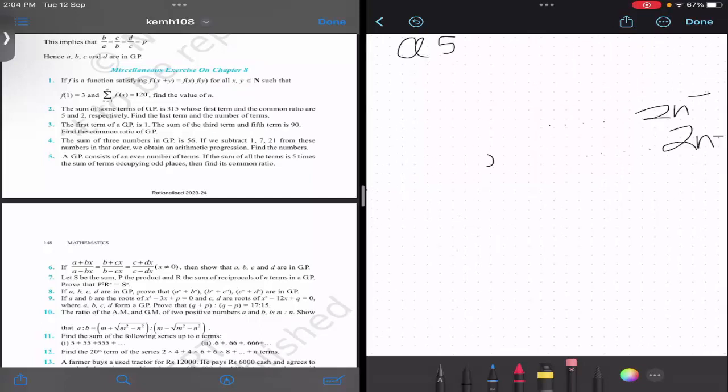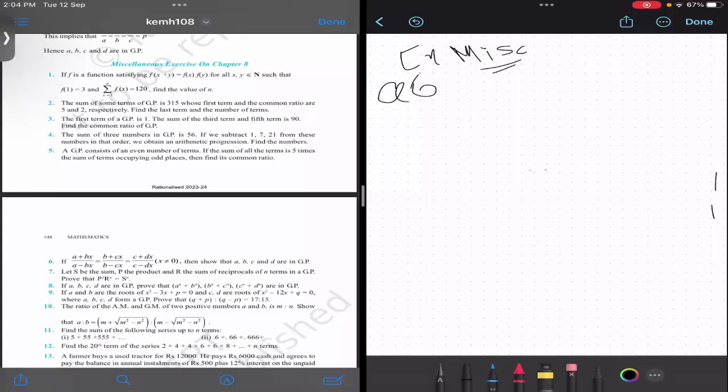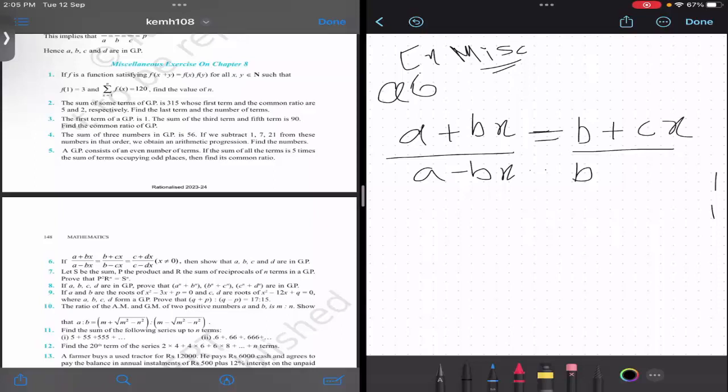So now moving on to question number 6, right? In question number 6, we have been told that if (A plus Bx) upon (A minus Bx) equal to (B plus Cx) upon (B minus Cx) equal to (C plus Dx) upon (C minus Dx), then we need to show that A, B, C and D are in GP, right? Now, first, let's take the first two terms of this question. We have been given that (A plus Bx) upon (A minus Bx) equals (B plus Cx) upon (B minus Cx).